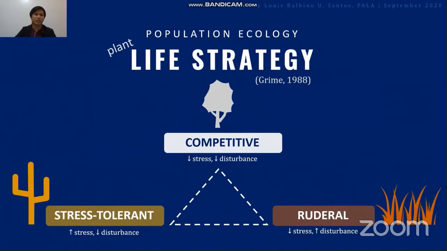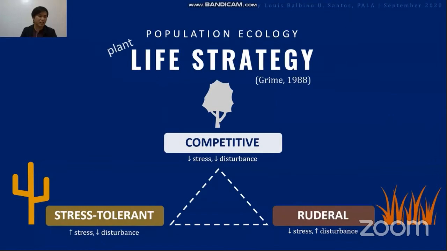Well, this ecologist named Grime determined that plants follow a different set of life strategies. And it all depends on stress and disturbance. Stress is how hot or how cold or how dry or how wet. Disturbance is how much the system fluctuates between those extremes. High stress, low disturbance, think of deserts and salt marshes. Those are stress-tolerant species. So we can think of succulents.